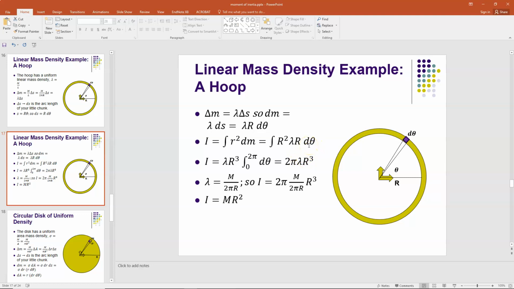Now, we could stop here. For example, if there were some numerical value for our linear mass density, like 1 gram per centimeter or something, then we can just plug in that and be happy.